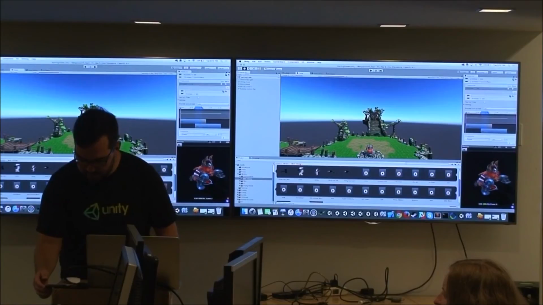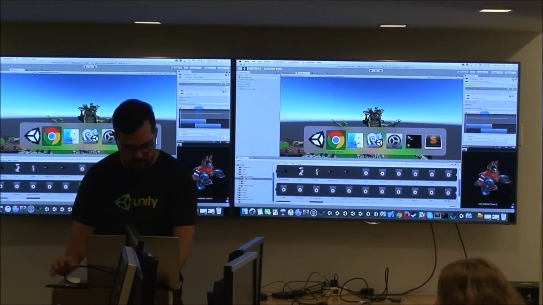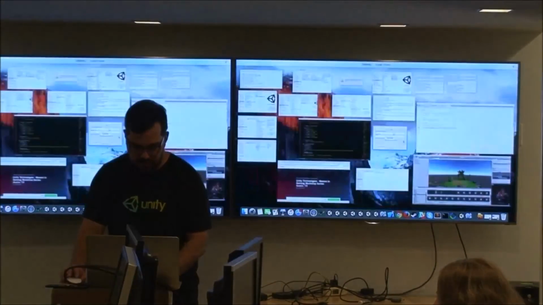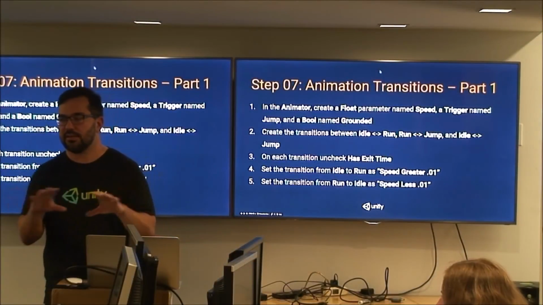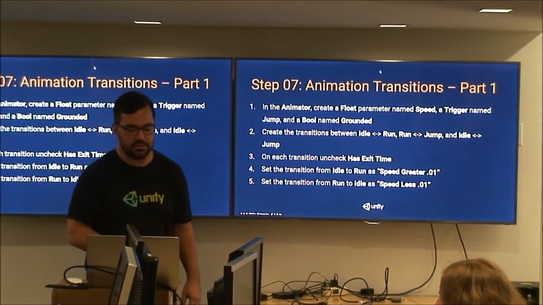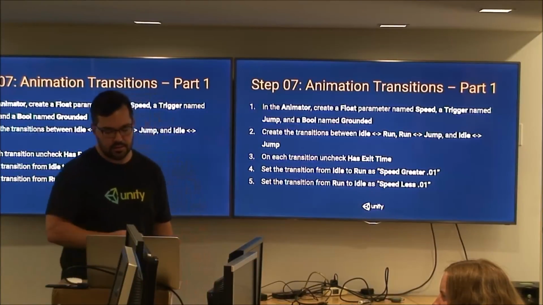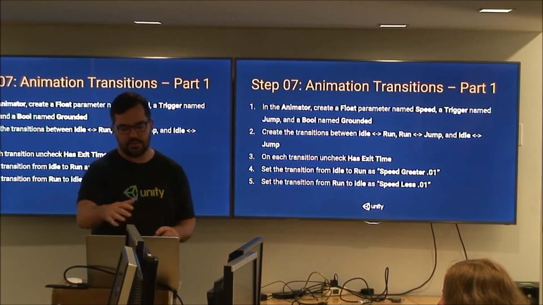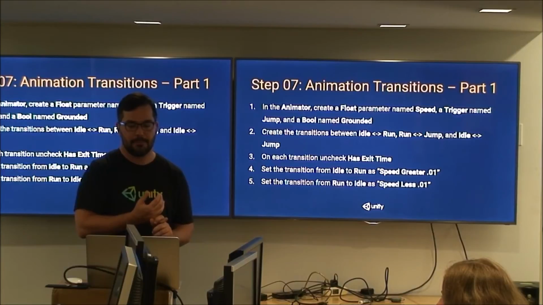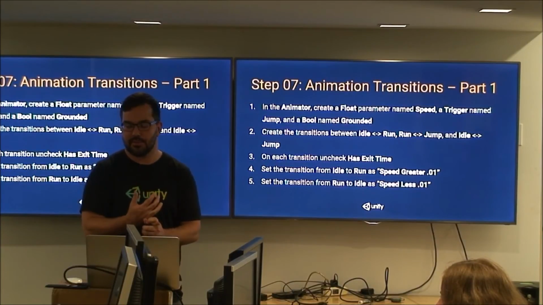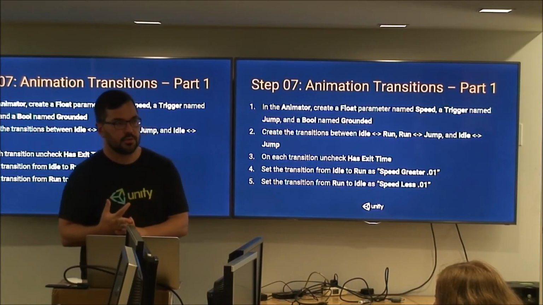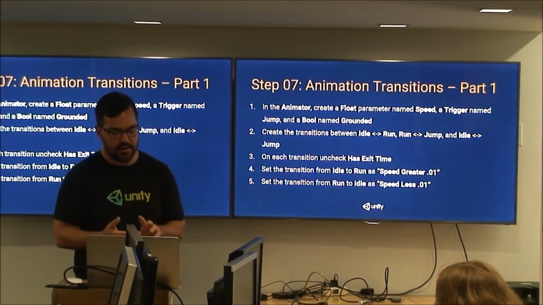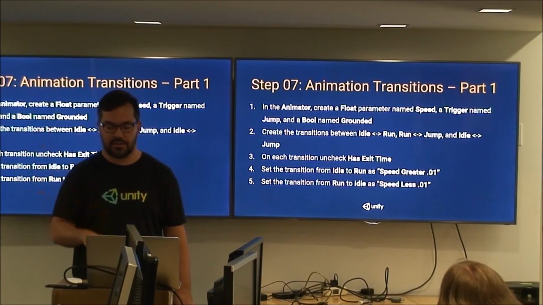Alright, so that is going to be all for that step. In the next step, we'll handle the jump transitions. For this, we're just going to handle the transitions between idle and run. So you can do this in any order, really. You'll create those three parameters: the speed, that's a float; the trigger, called jump; and the bool, called grounded. And then you can create those transitions between the three different states.